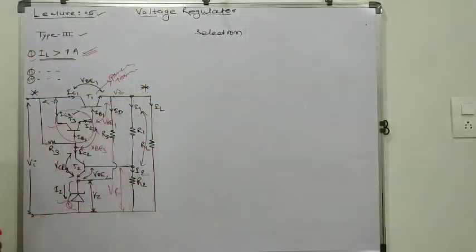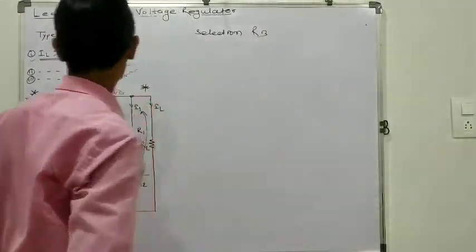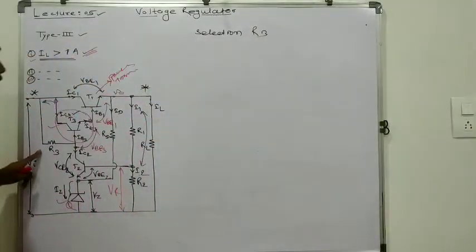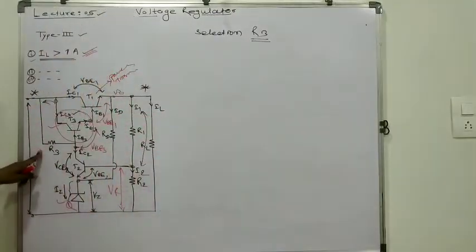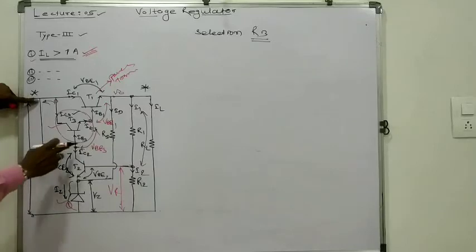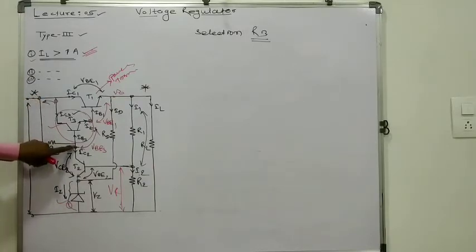So the last component of the design is the selection of R3. For selection of R3, we have to calculate the voltage across this resistance R3. So the voltage across R3 is VI minimum. We have to consider the minimum value: VI minimum minus the voltage available at this point.